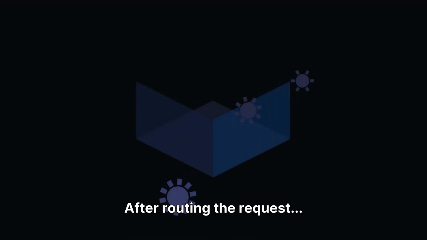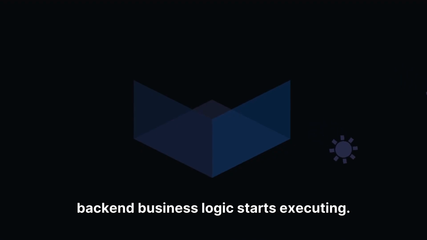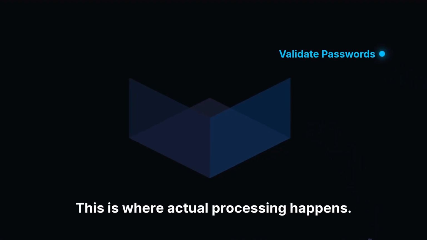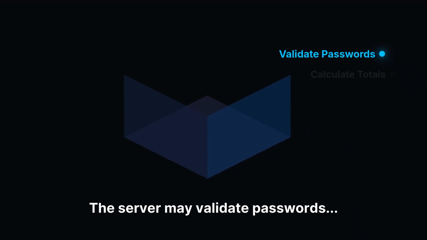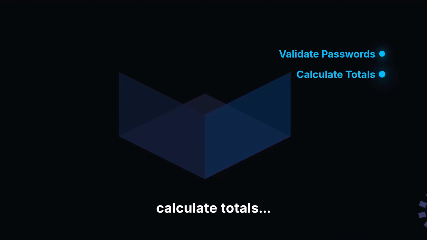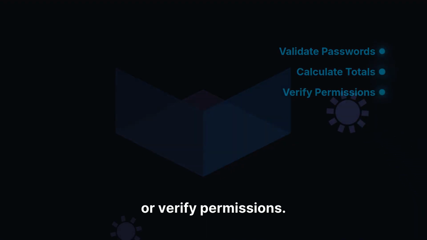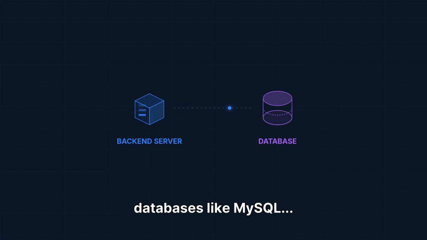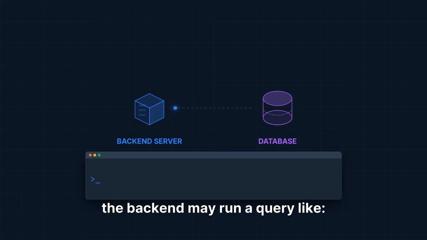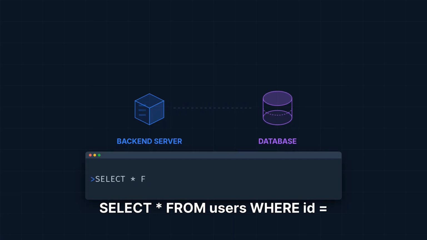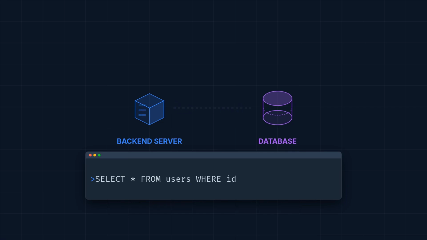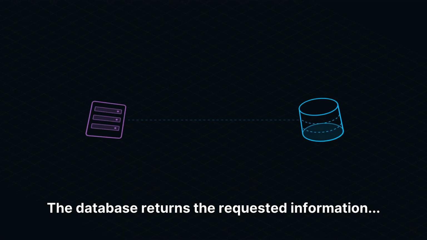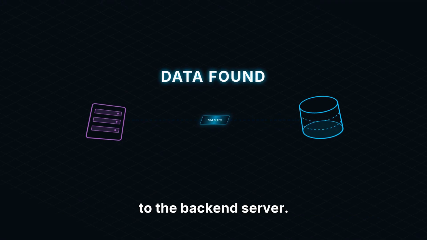After routing the request, backend business logic starts executing. This is where actual processing happens. The server may validate passwords, calculate totals, or verify permissions. Very often, the backend also communicates with databases like MySQL, PostgreSQL, or MongoDB. For example, the backend may run a query like SELECT * FROM users WHERE id = 10. The database returns the requested information to the backend server.